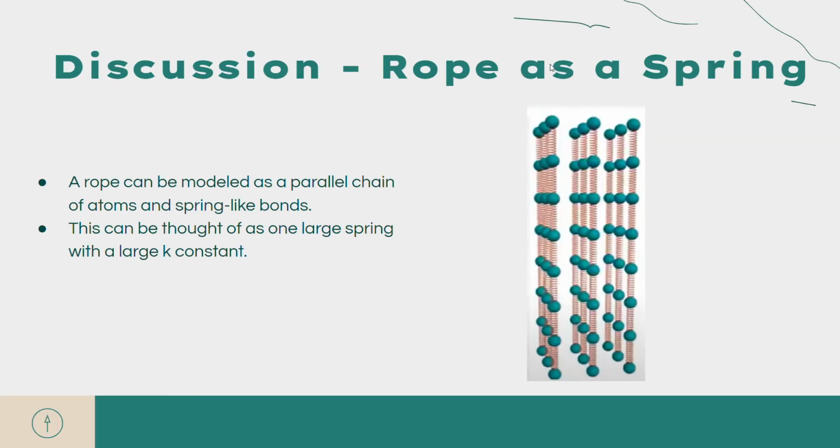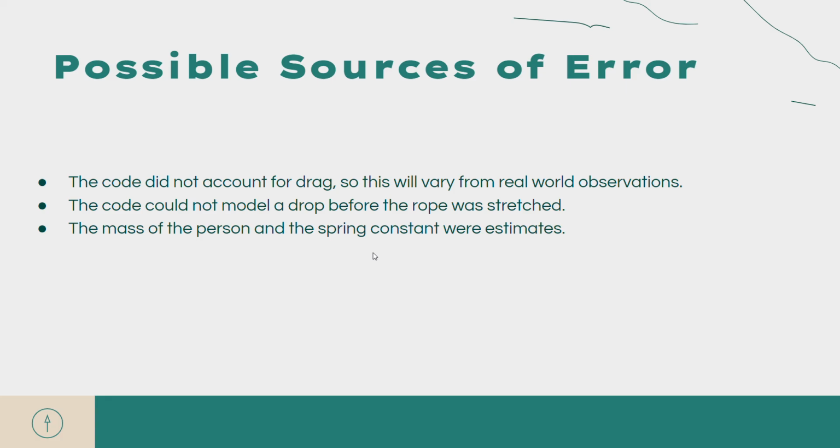So, rope as a spring. Rope can be modeled as a parallel chain of atom and spring-like bonds, as you can see over here. This can be thought of as one large spring with a large constant K.